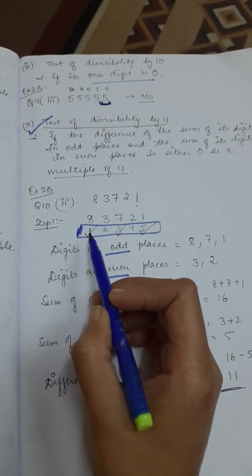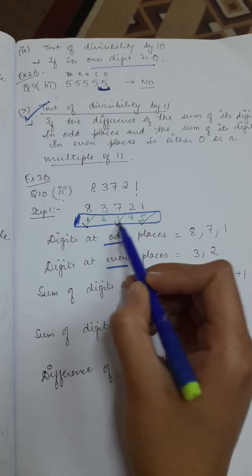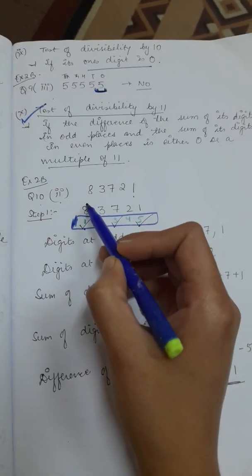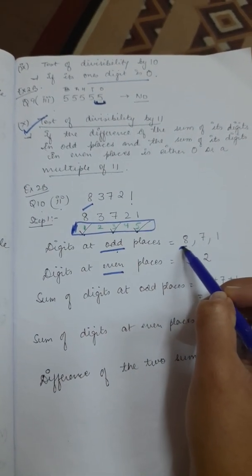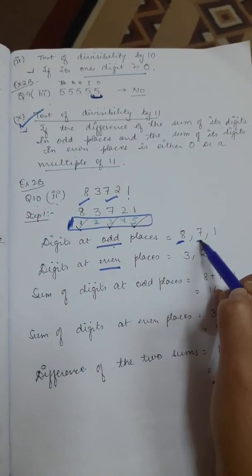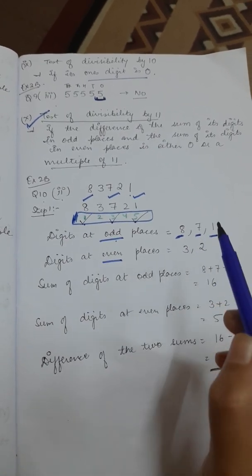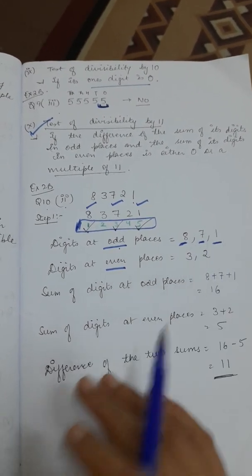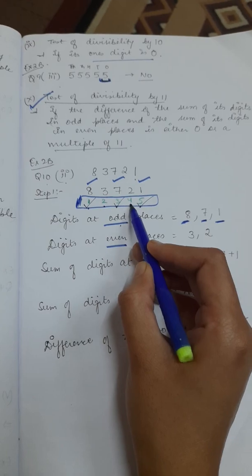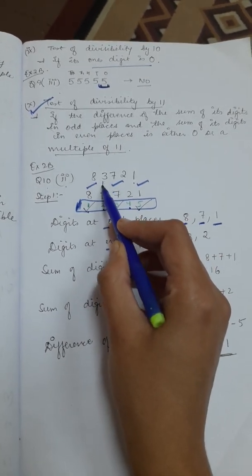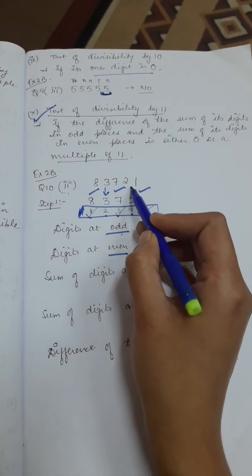Okay, so let's check. Which are the odd places? 1, 3 and 5. So the digits at odd places are 8, 7 and 1. These are the digits present at odd places. Now the digits at even places. You can see this is 2 and this is 4. So the digits at even places are 3 and 2.